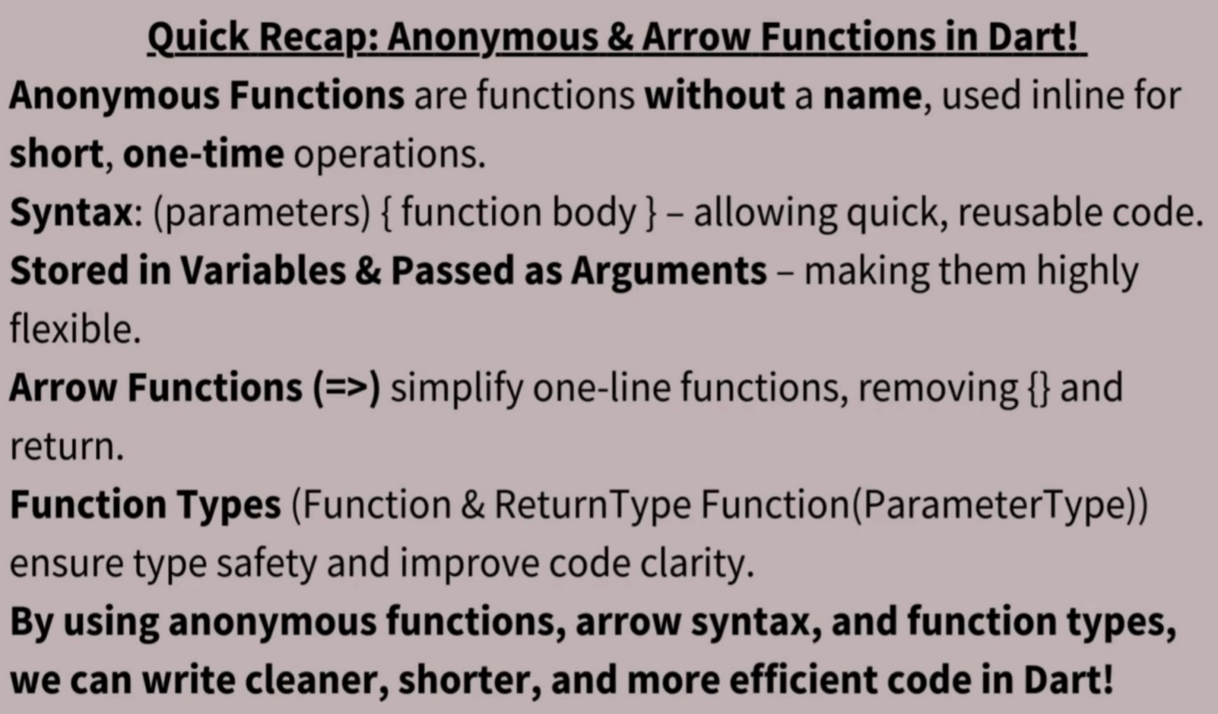To make the code even shorter and cleaner, we can use arrow functions, =>. This is especially helpful when the function consists of just one expression, as it removes the need for curly braces and the return keyword. Lastly, we can define the function type explicitly using returnType Function(parameterType). This ensures type safety, making our code more organized and predictable. By using anonymous functions, arrow functions, and function types, we can write efficient, flexible, and readable code in Dart.